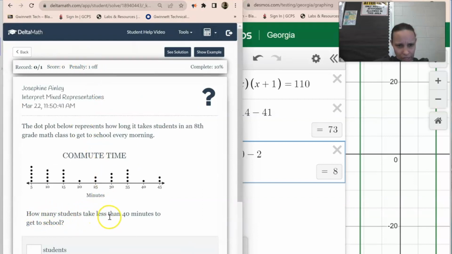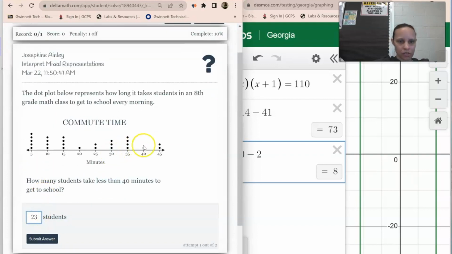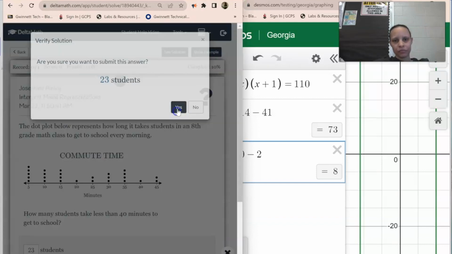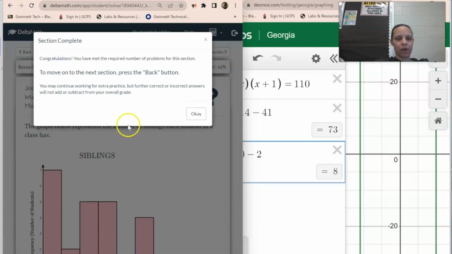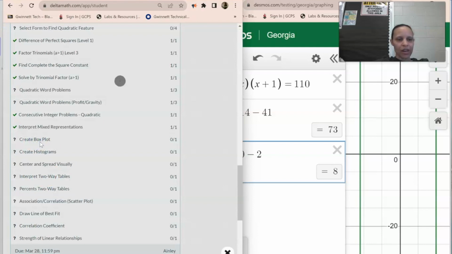How many students take less than 40 minutes to get to school? So this is the amount of minutes. All right, 40 minutes is right here, and it has to be less than, okay? So you just count everything that's less than here. 1, 2, 3, 4, 5, 6, 7, 8, 9, 10, 11, 12, 13, 14, 15, 16, 17, 18, 19, 20, 21, 22, 23. So 23 students are less than 40. So that means over here. Okay, so just make sure that you actually read the question to see what the question is asking, and then you should be good. All right, create a box plot.